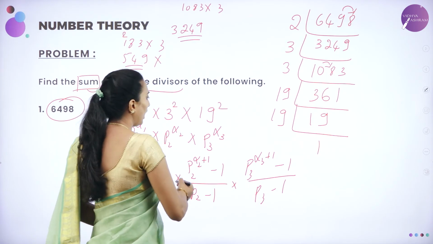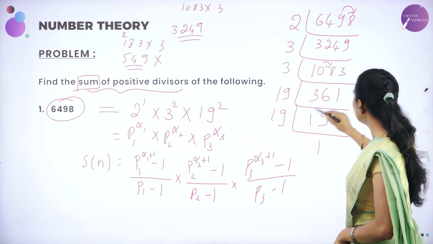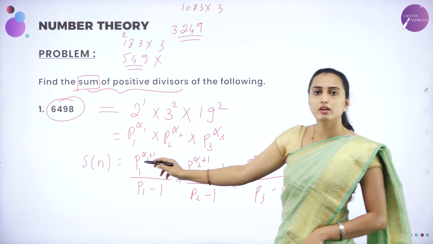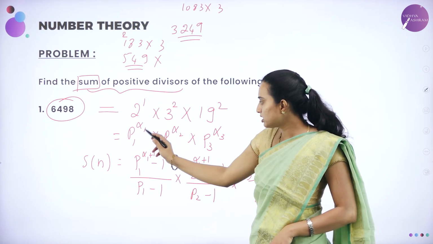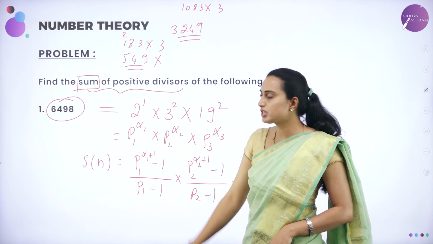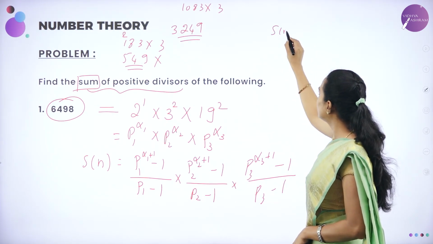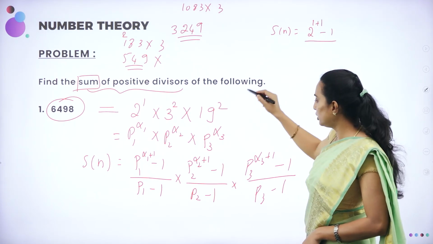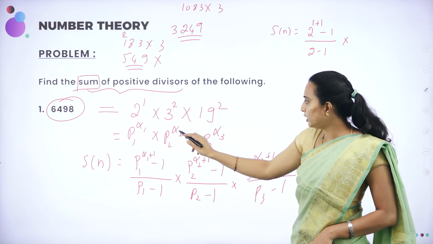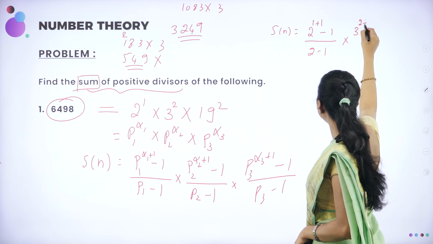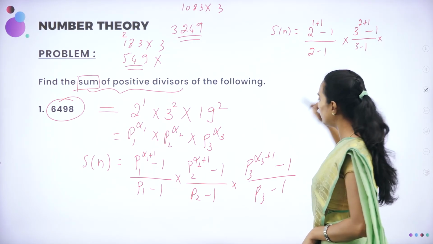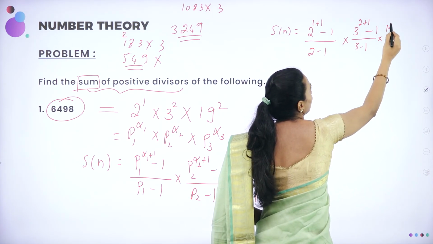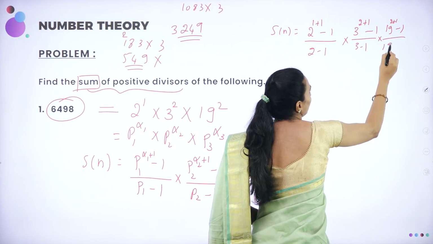What is P1 power alpha 1? You can write it here. So erase this, and you are going to have the formula substitution, which is P1 to the power alpha 1 plus 1. What is P1? P1 is 2, alpha 1 is 1. So S of n will be equal to 2 to the power alpha 1 plus 1, 1 plus 1, minus 1 divided by 2 minus 1, into, again, P2 is nothing but 3 to the power of alpha 2 is 2 plus 1 minus 1 divided by 3 minus 1, into P3 is 19. So you are going to have 19 to the power of 2 plus 1 minus 1 divided by 19 minus 1.